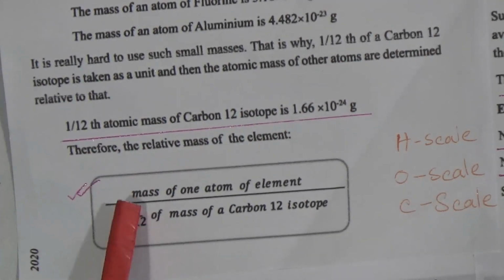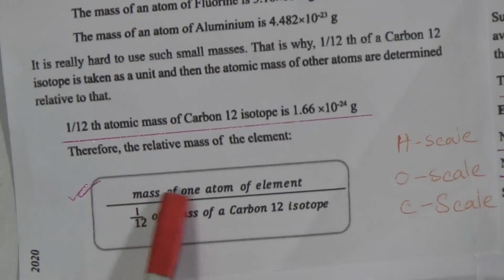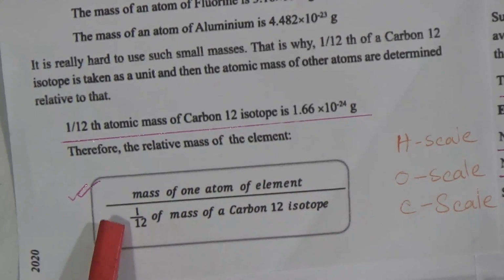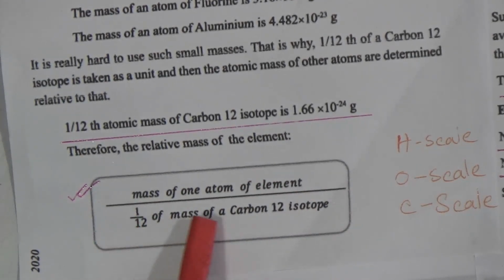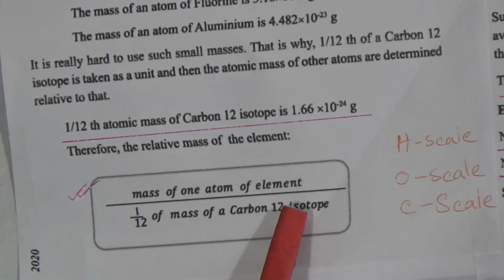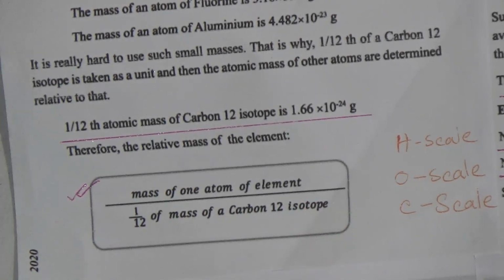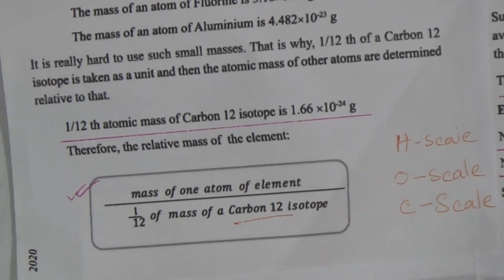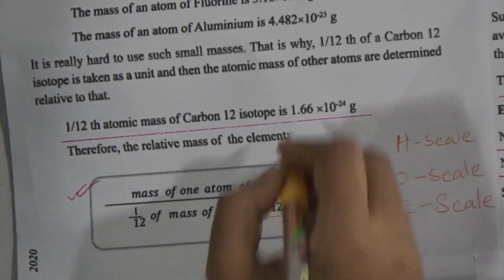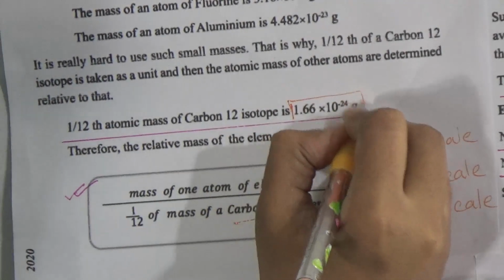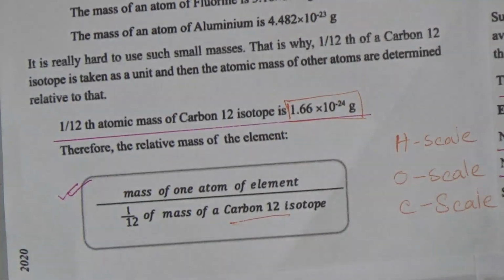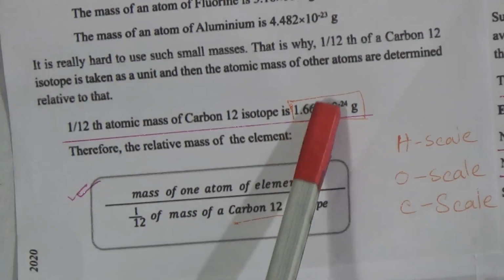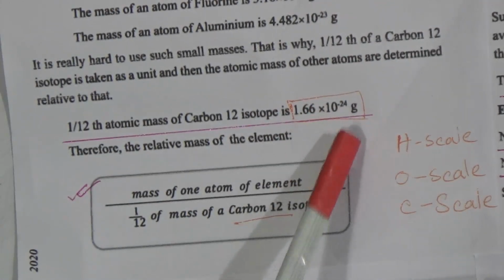This is the formula for how we will find out the relative atomic mass: the mass of an atom of the element divided by 1/12 of the mass of a carbon 12 isotope. Carbon has 3 isotopes, only the carbon 12 isotope is used here for finding the relative atomic mass, and the carbon 12 isotope's mass is 1.66 multiplied with 10 to the power minus 24 gram.